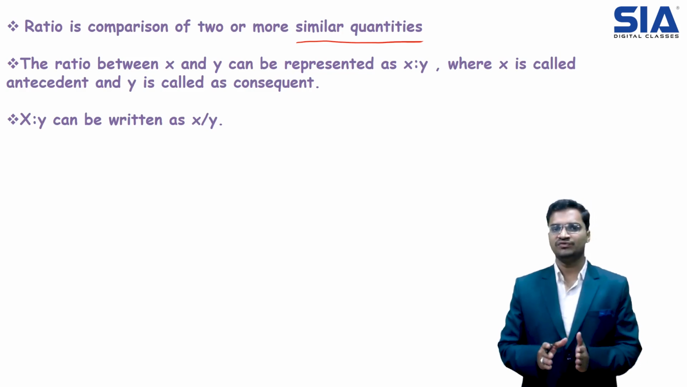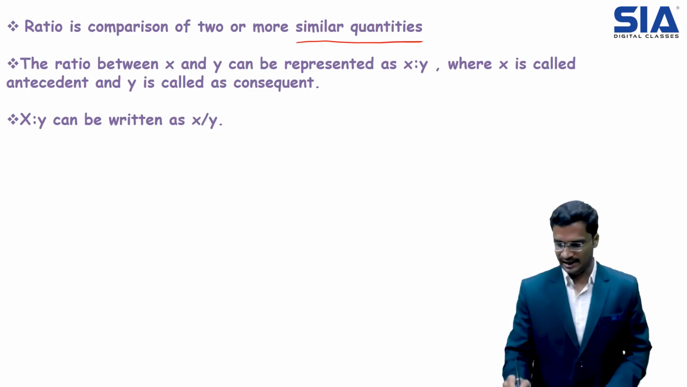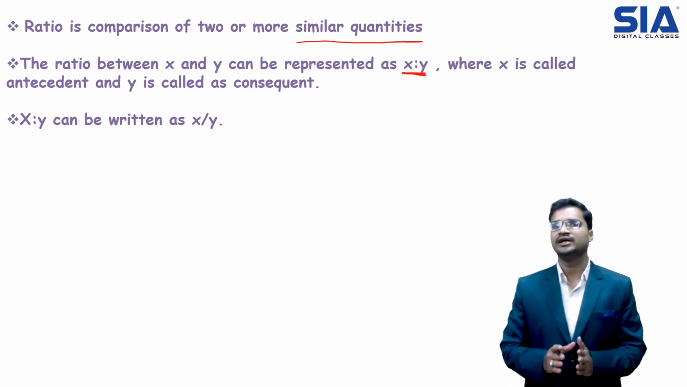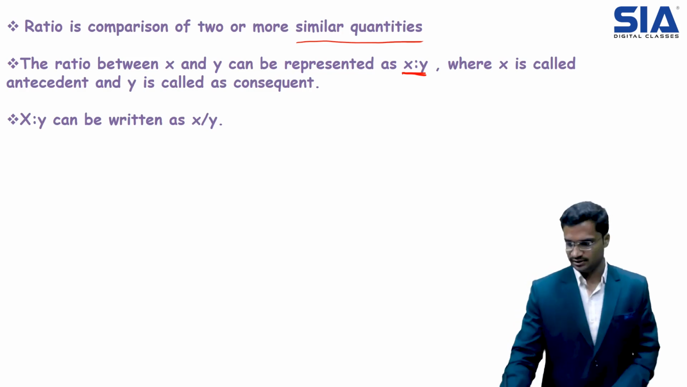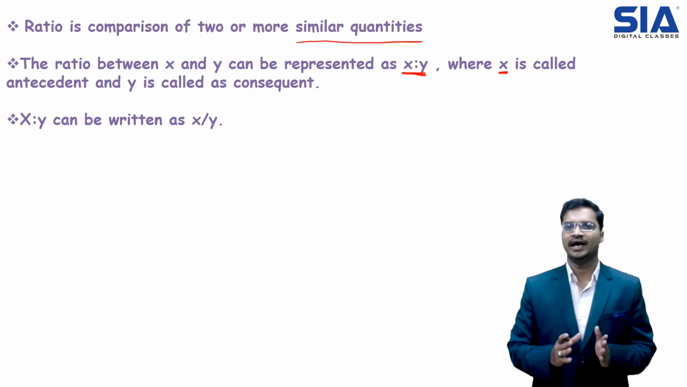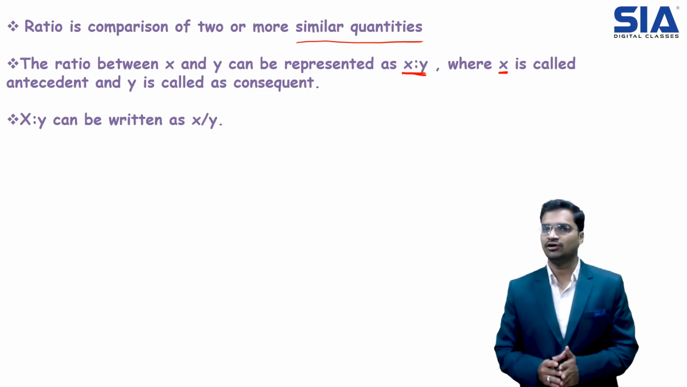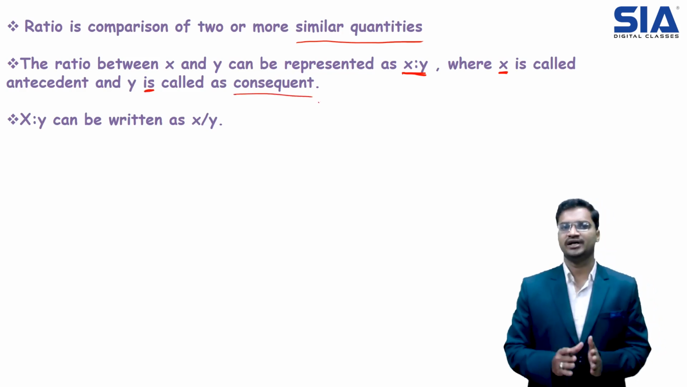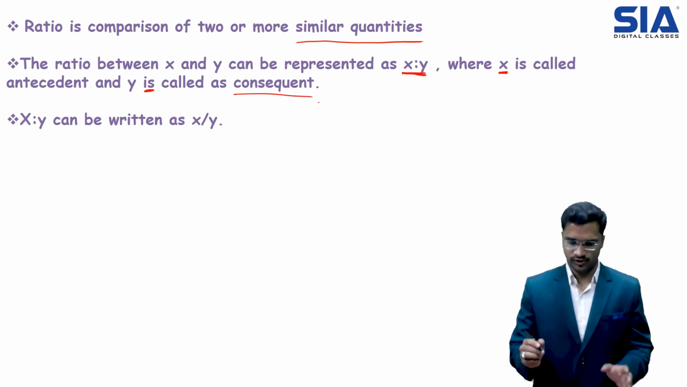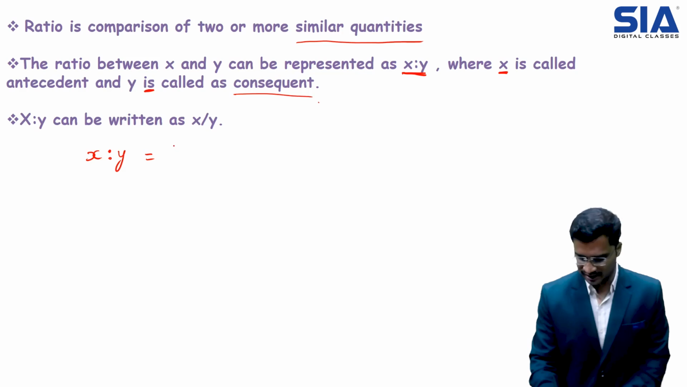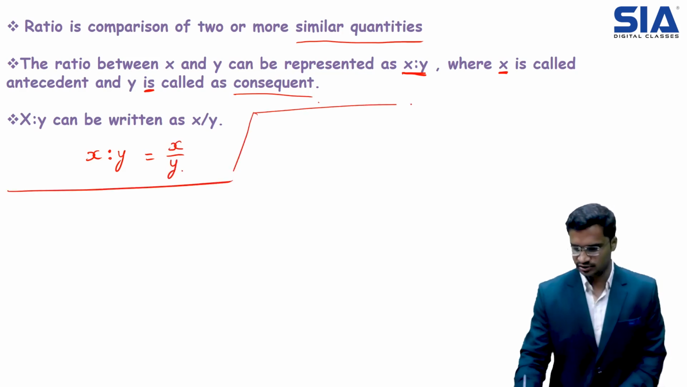So the ratio between x and y can be represented as x ratio y, where x, the first term, is called an antecedent and the second one, y, is called a consequent. In the same way, x ratio y can be written as x upon y. So if I have x ratio y, I can write it as x upon y. So this is the introduction of ratio.